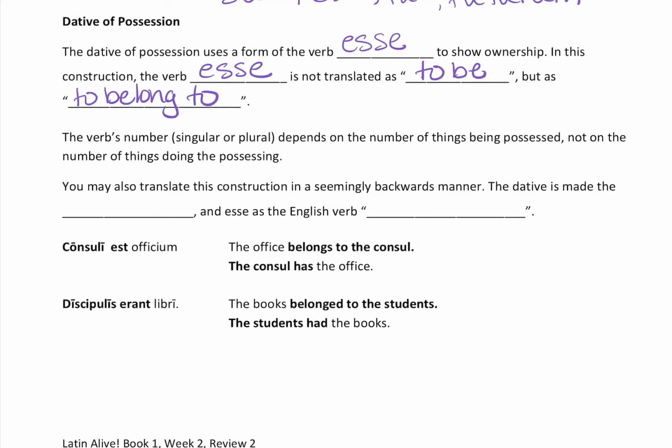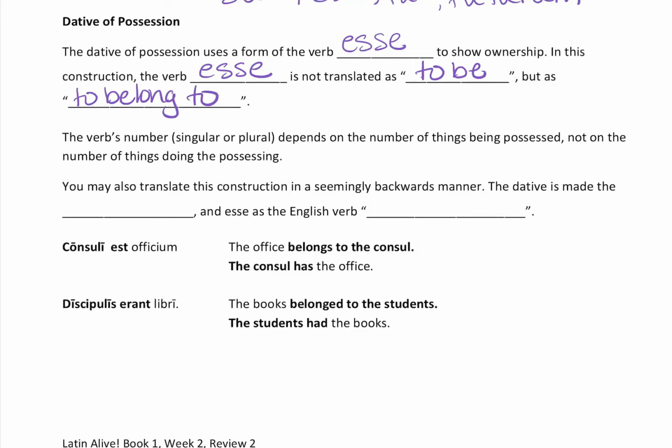So a little bit different, which is why it's confusing, I think, for most Latin students, because we always notice the to be verb, and suddenly it can have a couple different or additional meanings to it. So the verb's number, which means singular or plural, depends on the number of things being possessed, not the number of things doing the possessing. So keep that in your mind when you do a translation.